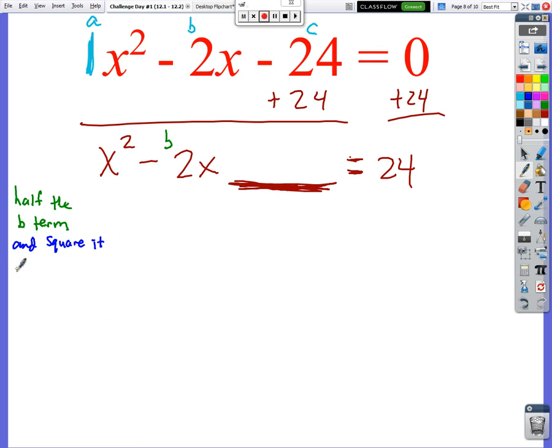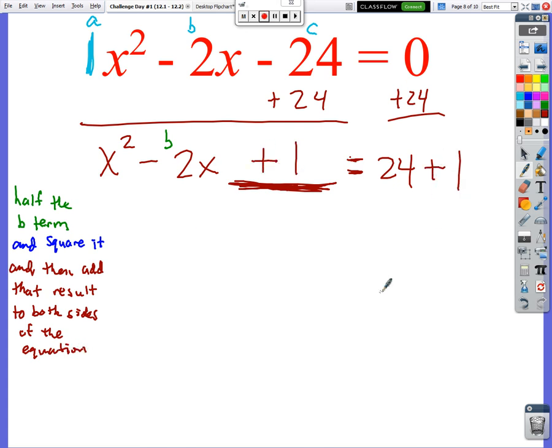Then, let me grab a different color so you know that these are the 3 distinct steps here. And then add that result, that +1 that we just found, to both sides of the equation. So we're going to add 1 and add 1 to both sides. And you might go, well, if I add 1 to this side, why do I have to add 1 to that side? Well, I have to maintain algebraic equality, so I have to add 1 to both.